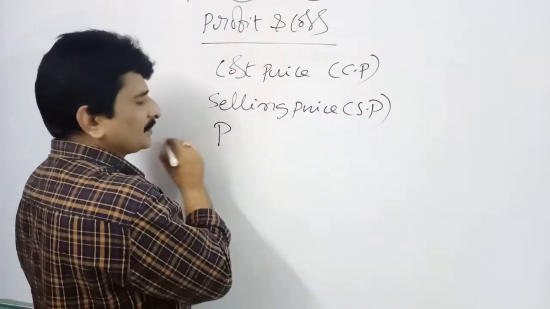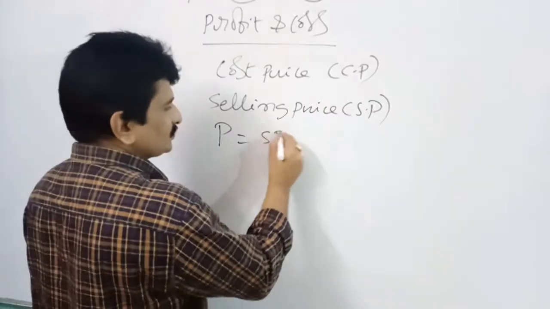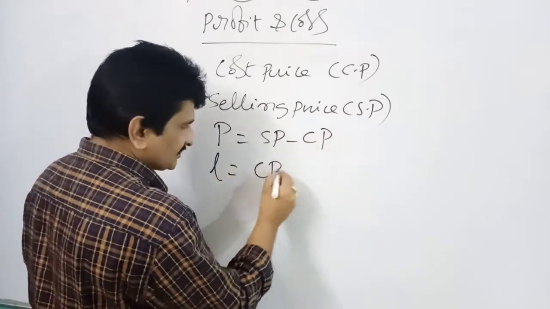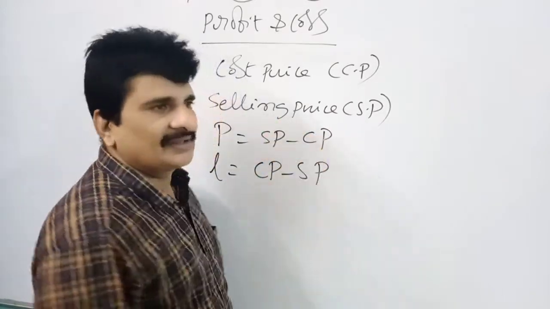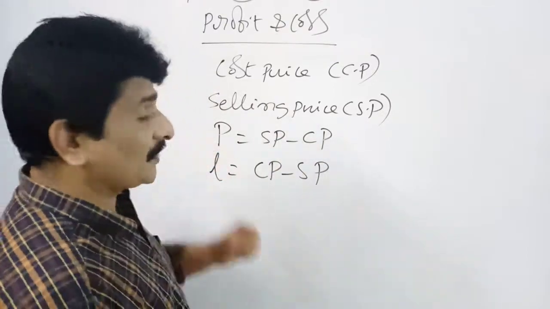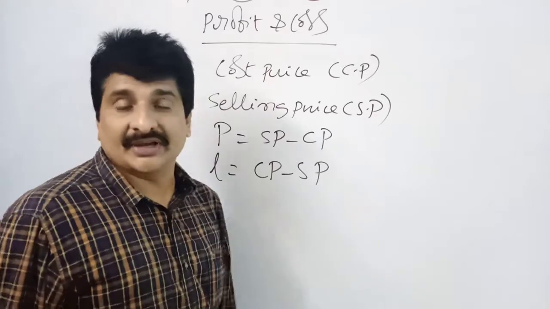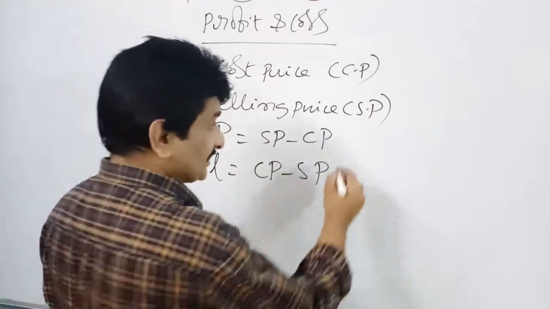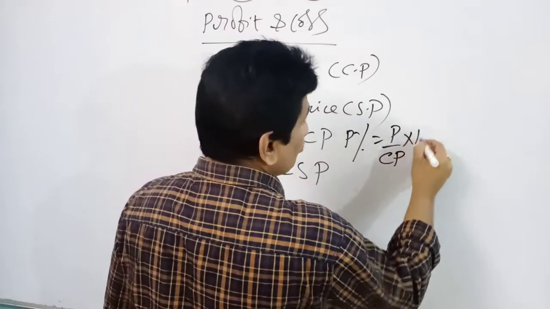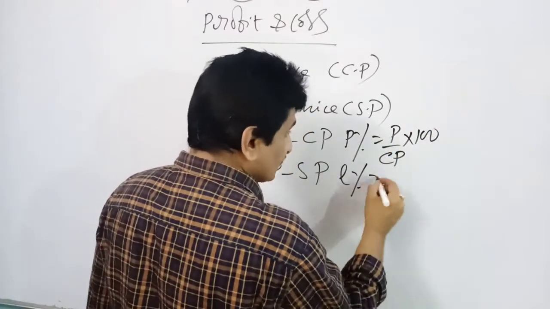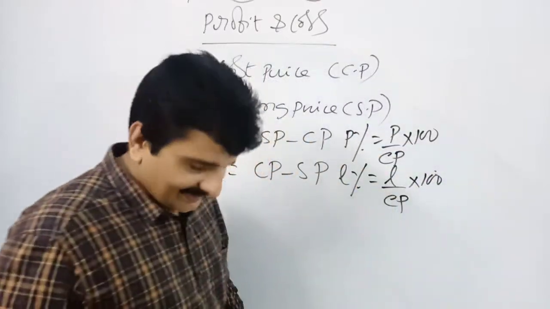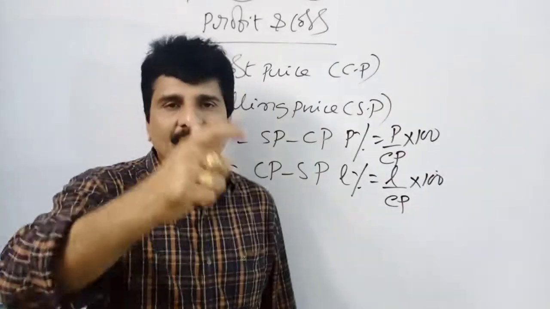Tell me when you will get the profit. When selling price is more than the cost price, you will get a profit. When selling price is less than the cost price, it will be a loss. This is the profit or loss in rupees: how many rupees profit you got, how many rupees loss you got. But whereas you will be asked the percentage. So profit percentage is equal to profit by CP into 100, or loss percentage is equal to loss by CP into 100.